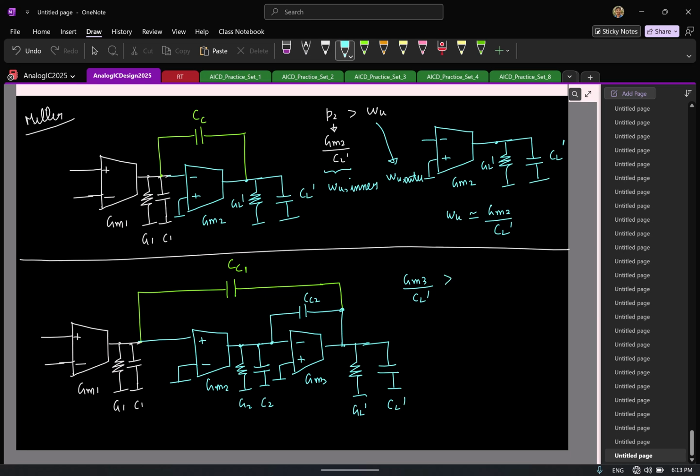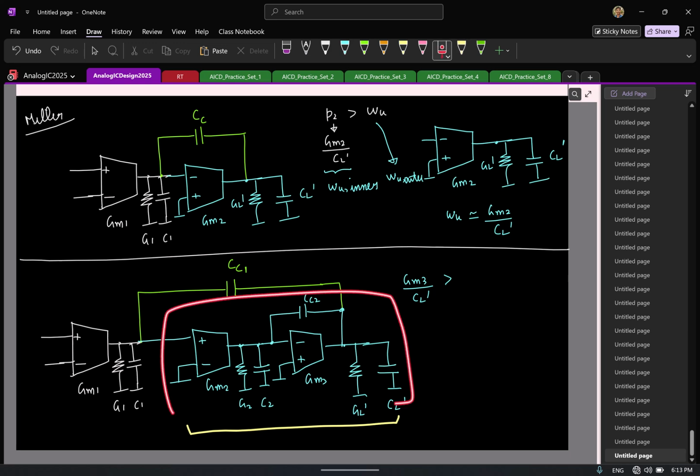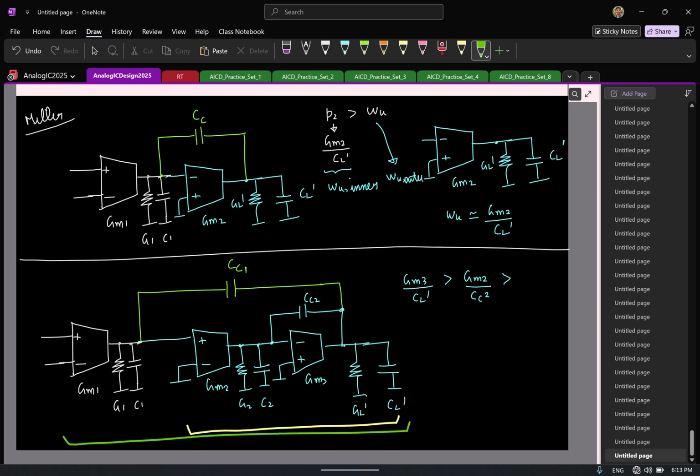This should be greater than the omega u for, let us say, this outer stage. What is the omega u for this structure? This is a two-stage Miller compensated OTA, GM2 by CC2. Clear? This should be greater than GM2 by CC2. This should in turn be greater than the omega u for the outermost stage. How much is that? I'll maybe color code this. So this I light in yellow. This is GM2 by CC2. This should in turn be greater than GM1 by CC1.